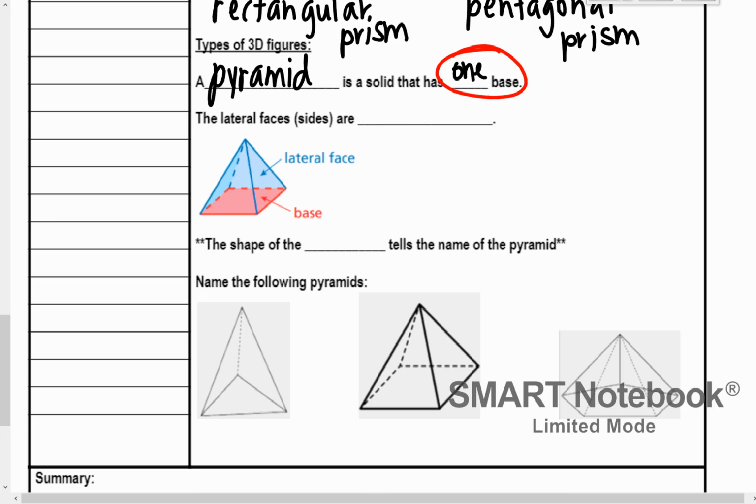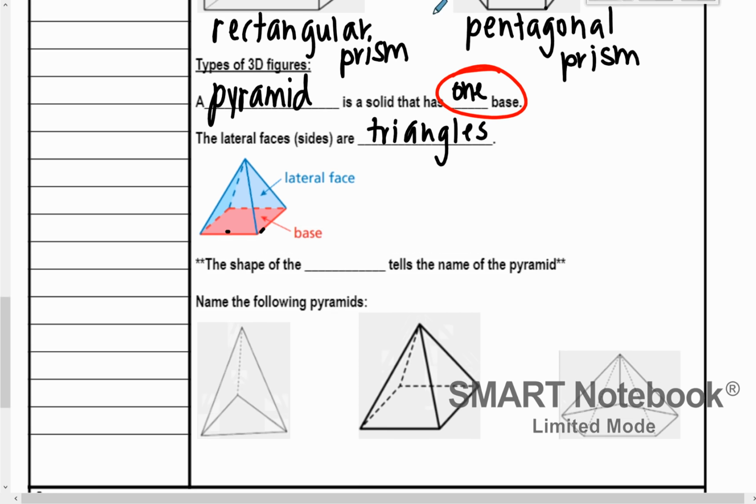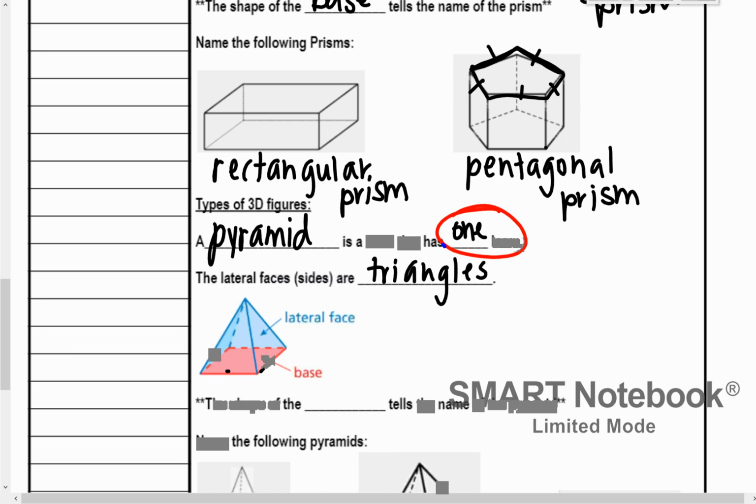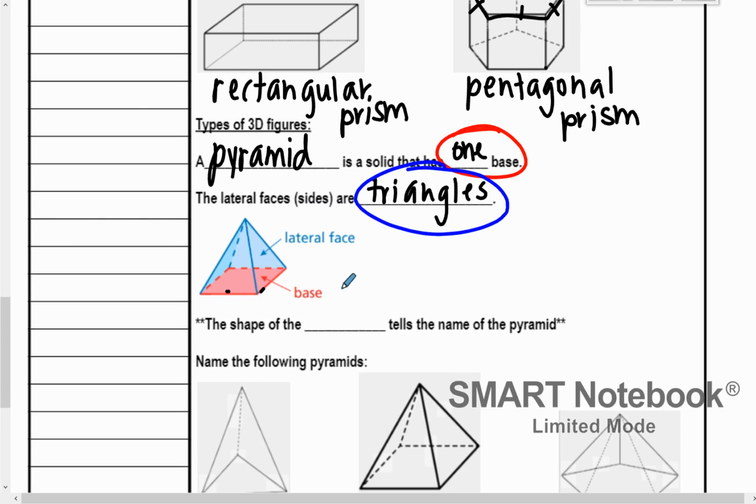Okay, that's one difference. Another difference is that the lateral faces, those sides of a pyramid, are triangles. They're not rectangles. Okay, so every single side of a pyramid is a triangle. So that is something that is also different from prisms because the lateral faces in prisms are rectangles or parallelograms, and in pyramids they're triangles. Okay, but again, the shape of the base tells the name of the pyramid.